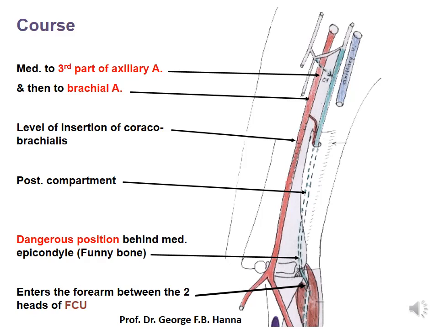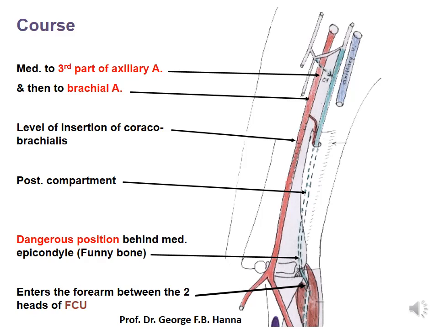In the elbow, they, especially the ulnar nerve, lie on the posterior aspect of the medial epicondyle. This is a dangerous position. It is in close contact with the medial epicondyle, and is affected or injured by fracture of the medial epicondyle.